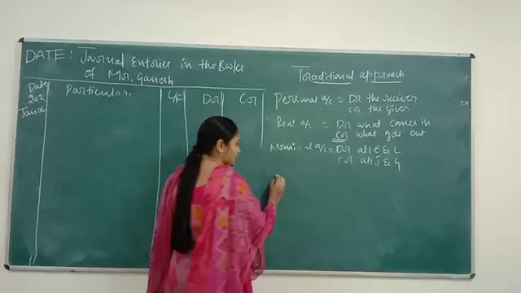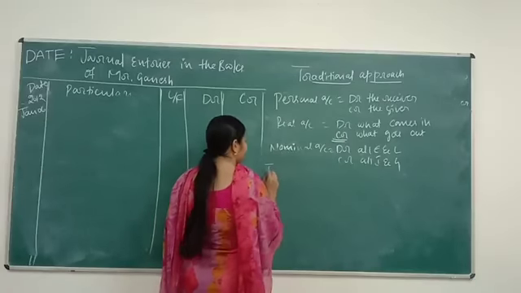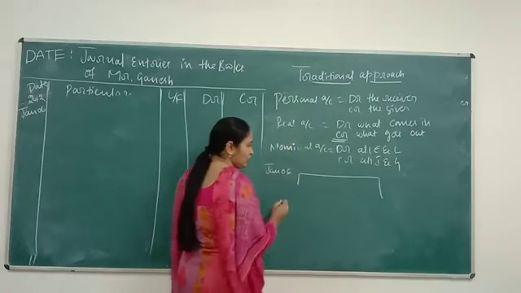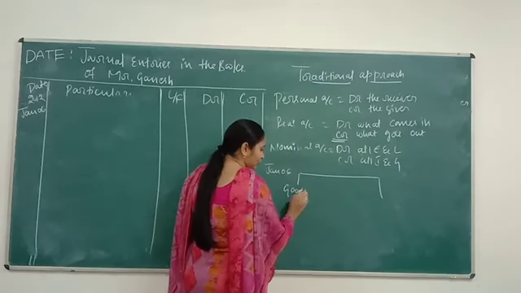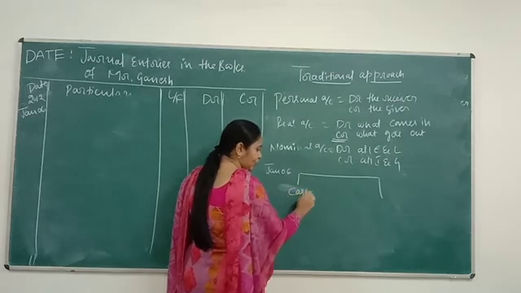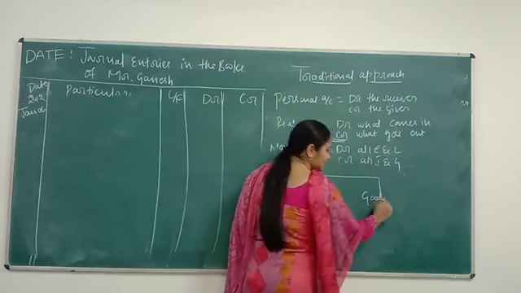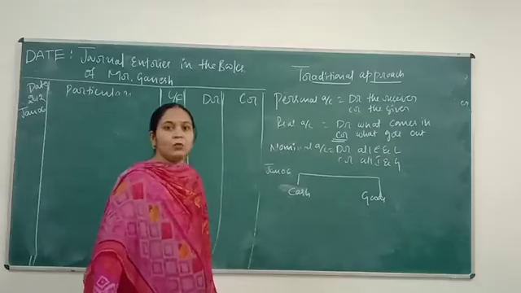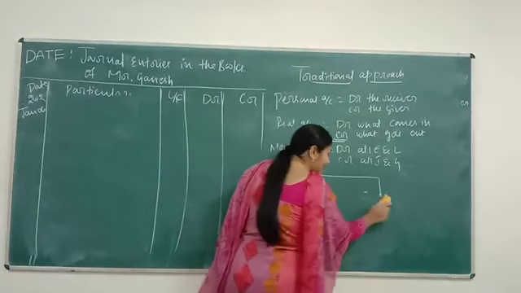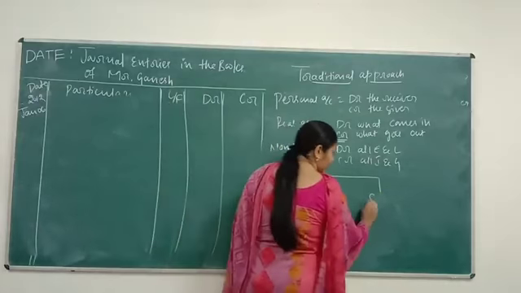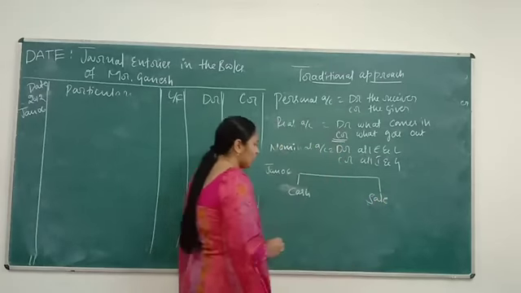Sold goods for cash. So what is happening? Business is selling goods for cash. So goods are going out. Cash is coming in. What is the take aspect? Cash. What is the give aspect? Goods. I cannot write goods here. What should I write? I should write the event name. What am I doing? I am selling the goods.